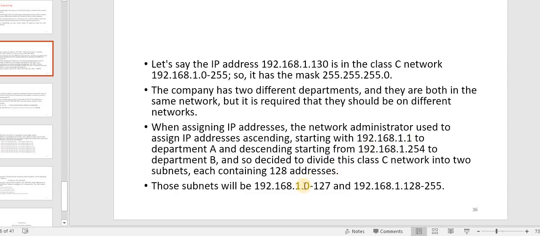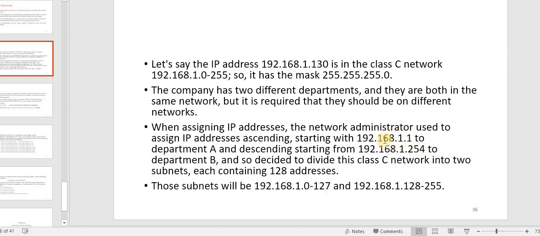Because this .0 is actually the network address of the first subnet. So we don't use that to assign to computers in department A. So we start from the next number, which is 1, up to 126 in department A, and starting from 254 because it's descending. Again, we are not using 255 to assign to computers because this actually is the broadcast address of subnet 2. So we go from 254 to 129. Again, we don't use 128 because this is again the network address of network 2 or subnet 2. Alright, so in other words, we are going from 129 up to 254 for subnet 2.